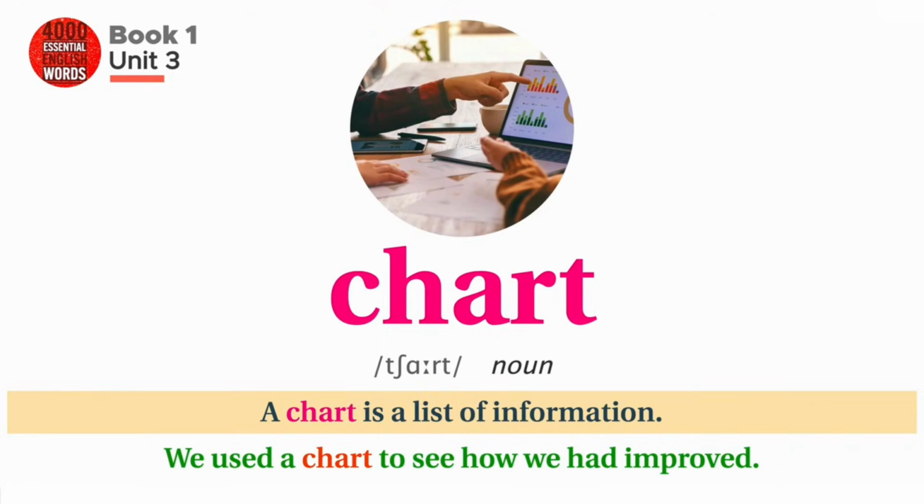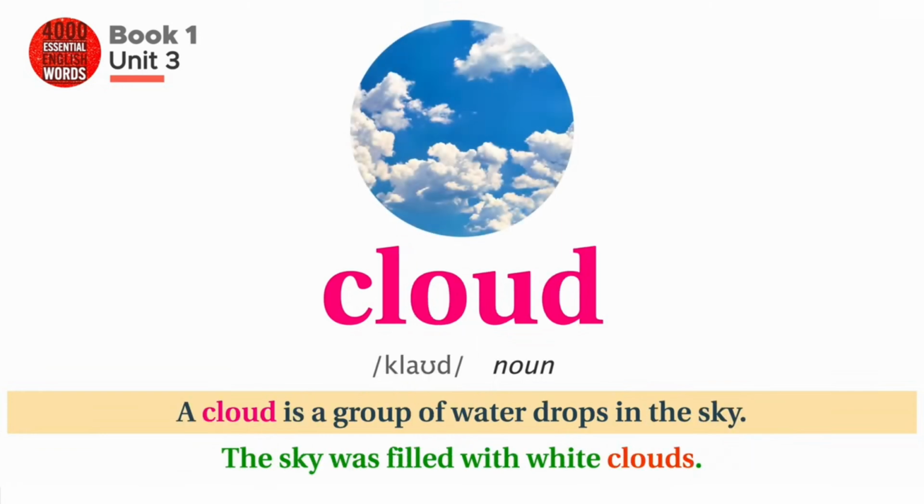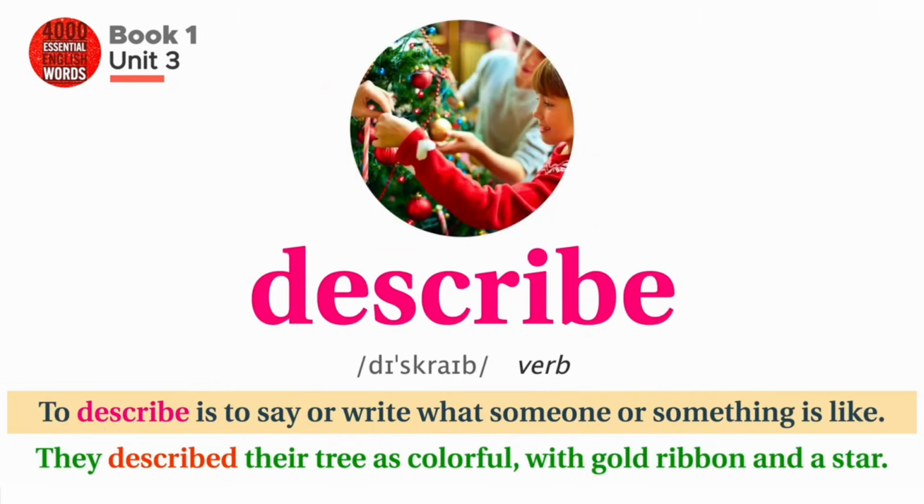Chart. A chart is a list of information. We used a chart to see how we had improved. Cloud. A cloud is a group of water drops in the sky. The sky was filled with white clouds. Describe. To describe is to say or write what someone or something is like. They described their tree as colorful, with gold ribbon and a star.